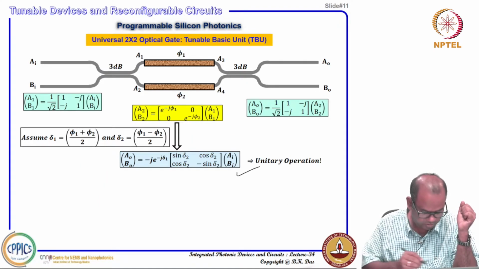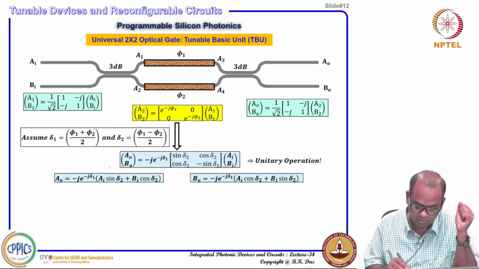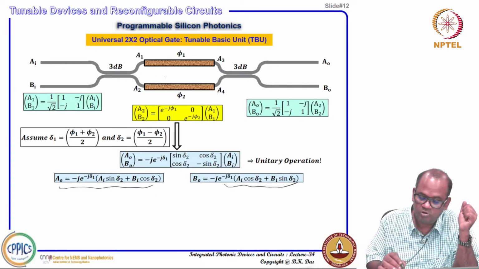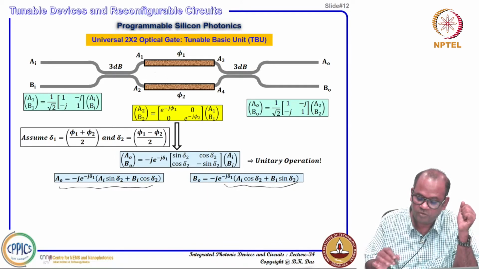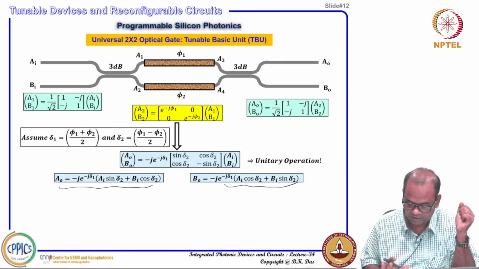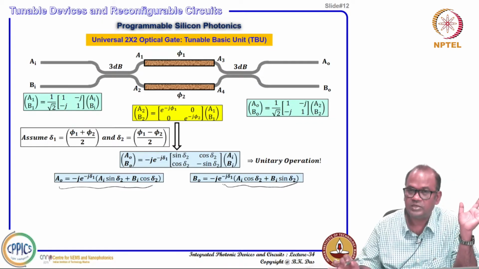So, we have reproduced the same thing as the previous slide, and then you see what is A naught? A naught is this one and B naught is this one after the unitary operation. So, that is why it is called a universal 2 by 2 optical gate, and why it is an optical gate will be revealed quickly. Okay. So, if you understood up to this point, it is easy for you.